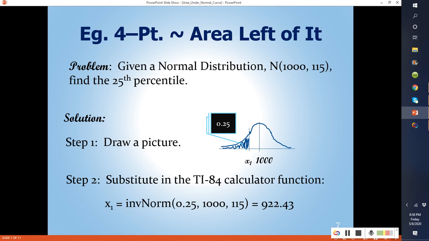So if you want to find an x value, you would have to supply the mean and standard deviation, which I did in this case: the mean is 1000, and the standard deviation is 115. So the value that we get is x1 equals 922.43. Now, in another type of real problem where they actually give you units, when you provide the answer, you'll have to put the units in there.